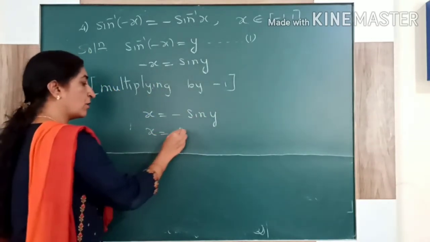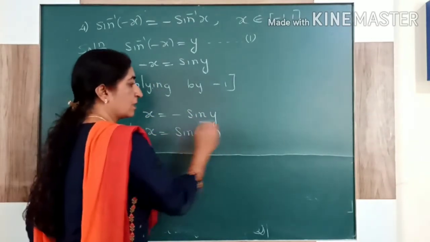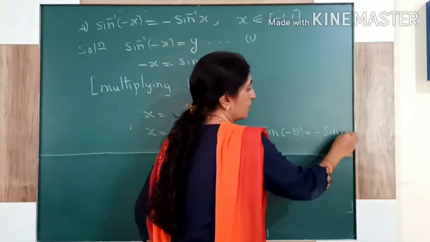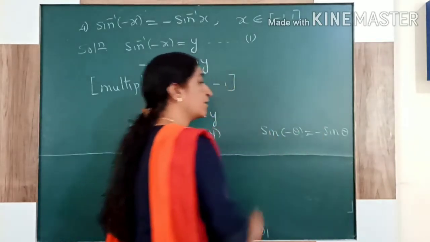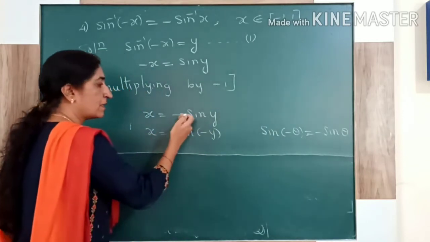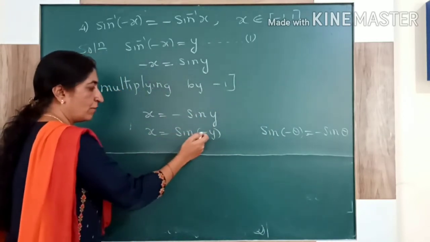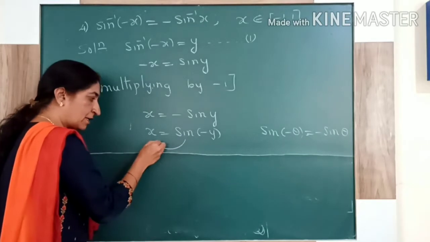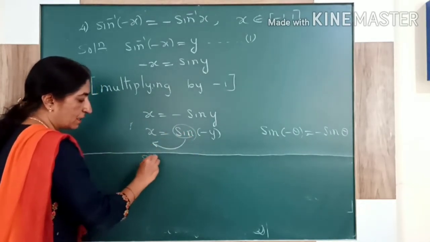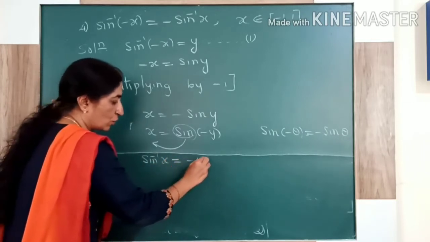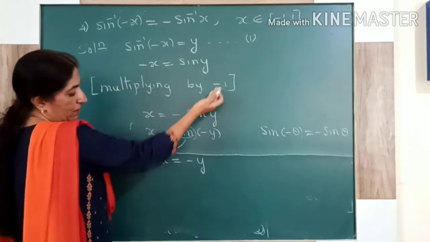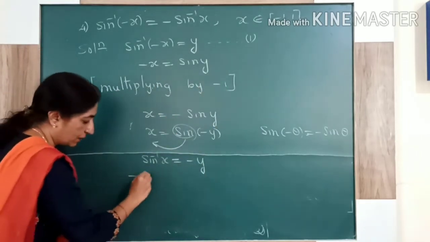After that, all of you are familiar with allied angles. Sin of minus theta is minus sin theta. You studied this in first year trigonometric functions. With the help of this allied angle, minus sin y will be written as sin of minus y. Again take only the sin part on this side. So this will be written as sin inverse x is equal to minus y. And as you multiplied by minus 1, here also multiply by minus 1.